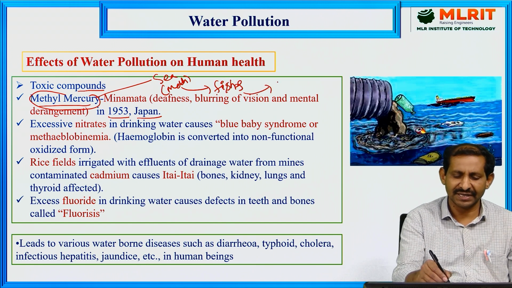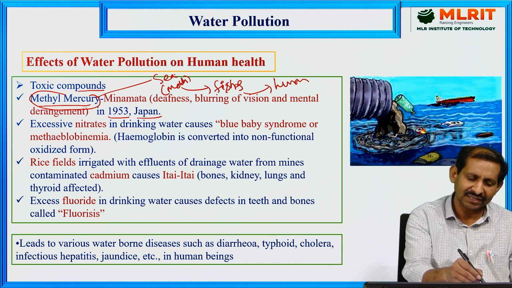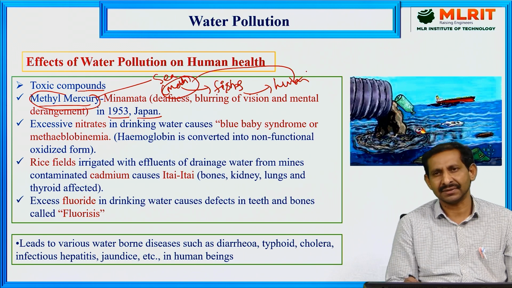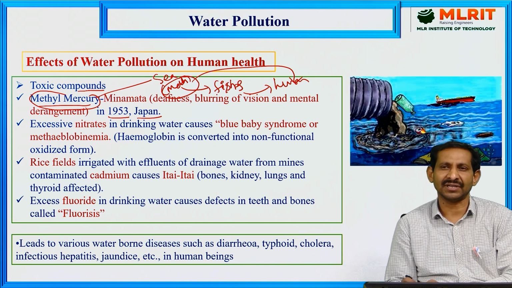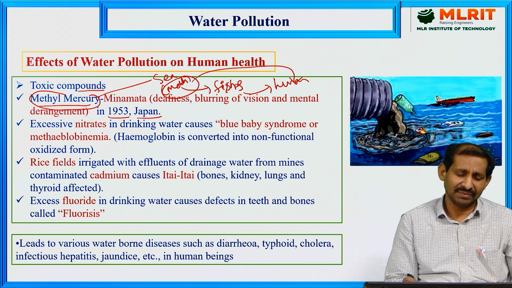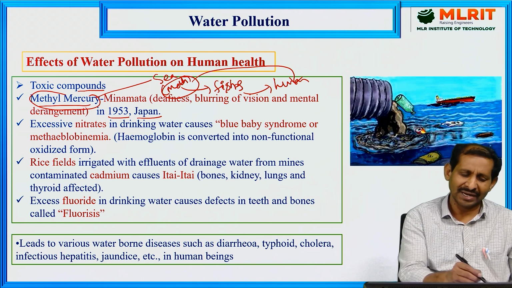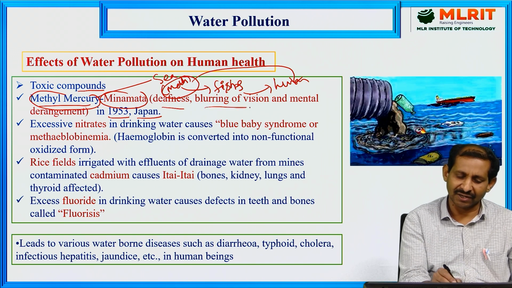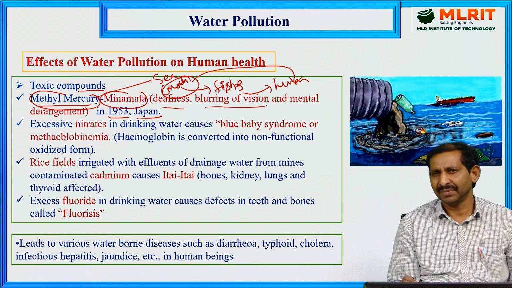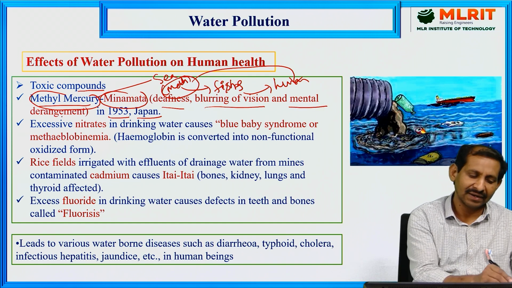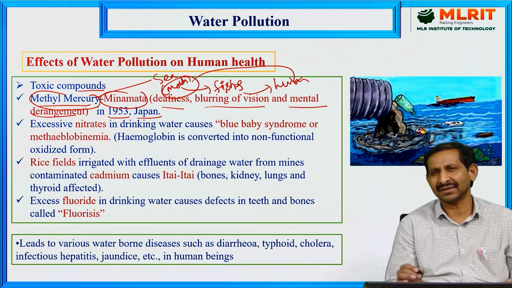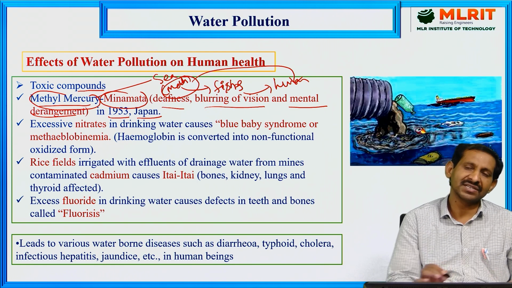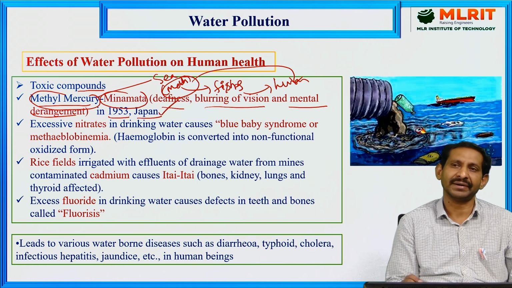These fishes were eaten by humans, so slowly the methyl mercury was transferred into the human beings along with its concentration. Once the methyl mercury is transferred, a disease called Minamata occurs. The symptoms are deafness, blurring of vision, eye damage and some mental derangement. These symptoms occur when methyl mercury enters the human body. This incident happened in 1953 in Japan.